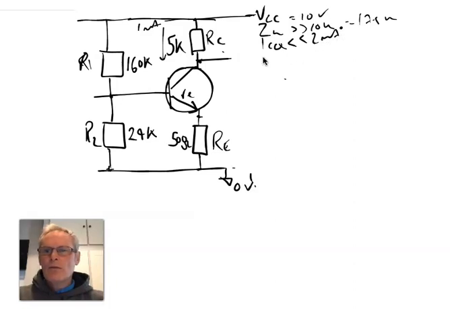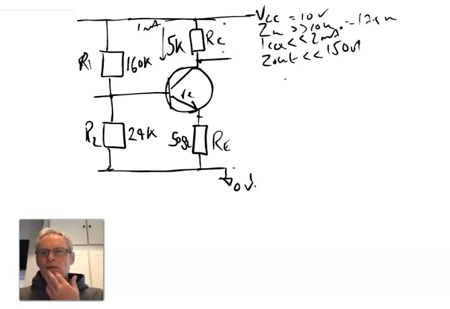The only thing that we failed on was the output impedance, and this equated to 5k, and it needed to be less than 150 ohms. So what could we do? Well, we could start redesigning the whole thing, and we could say, well, let's make RC 100 ohms, therefore giving us the Zout straight away being less than 150 ohms.